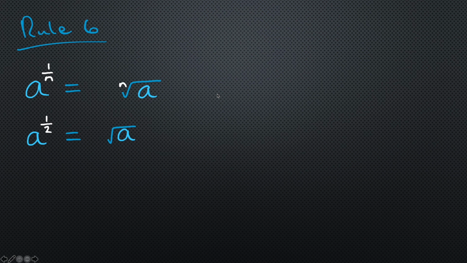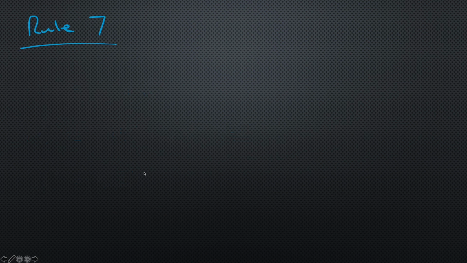So again, kind of a bit of jargon in there, but a to the power of a half is just the same as the square root of a, because we put the bottom part of the fraction as the root, but the square root we don't normally write the 2 because it's square root. However, if it was a to the power of a third, that's the same as the cube root of a. Now moving on to rule 7. This allows us to move on to rule 7 quite nicely.